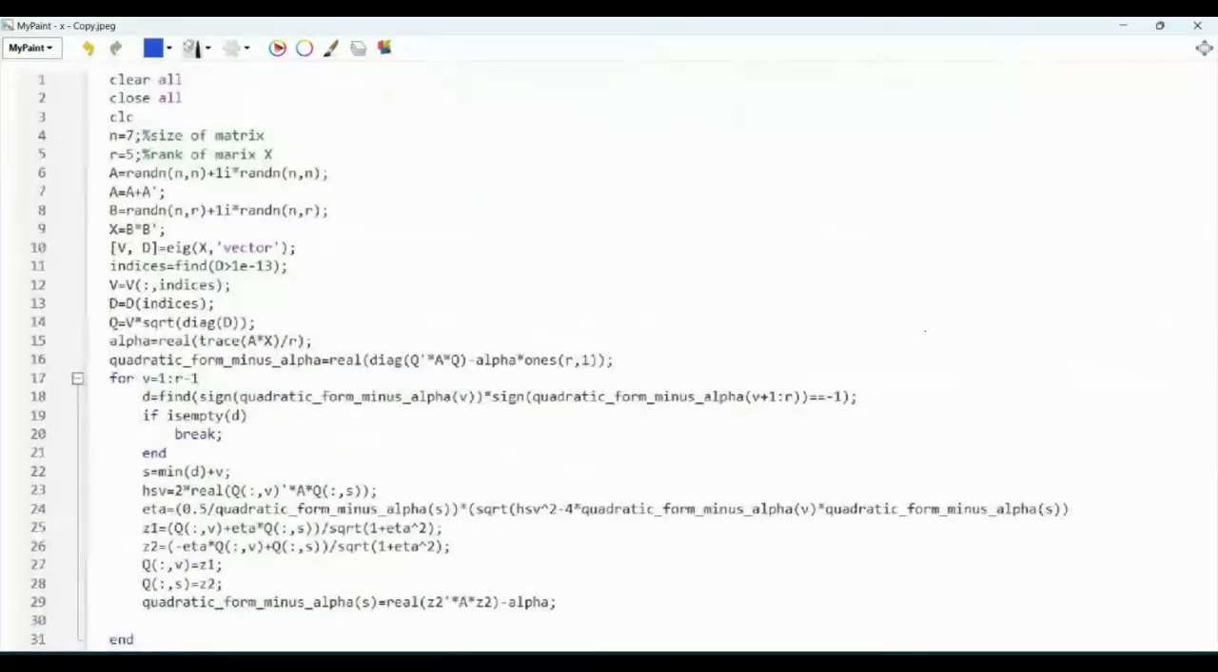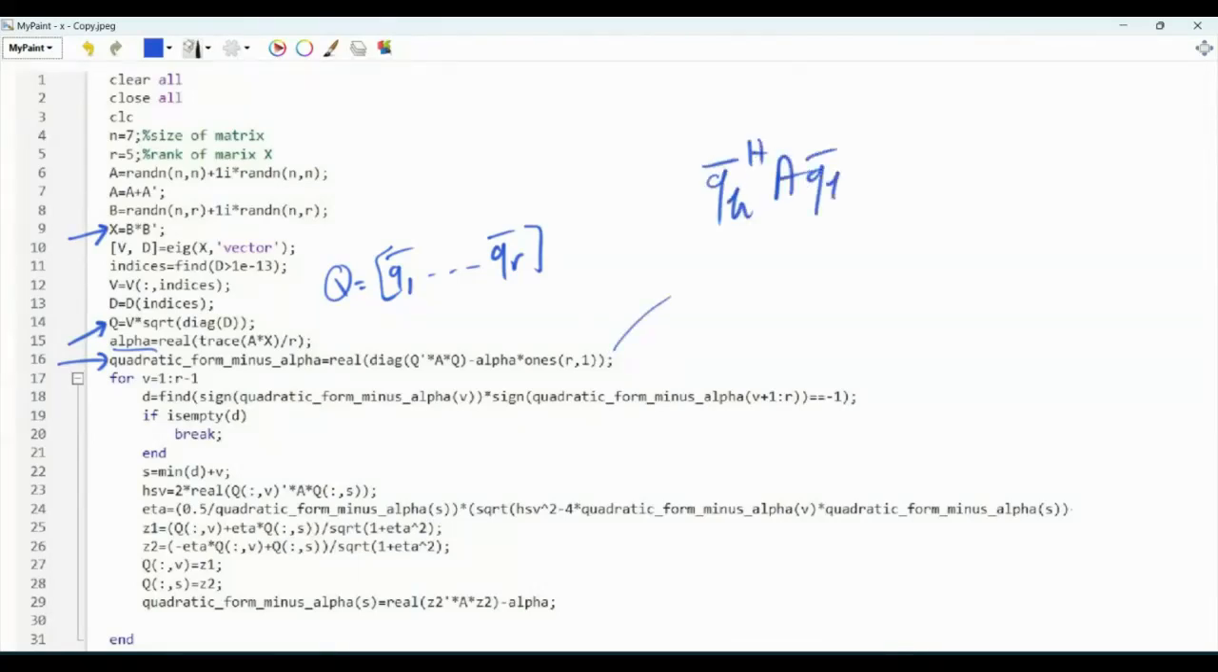So here's a code. This is a silly code. It's not optimized or anything. This is matrix X, and matrix Q is Q bar 1 to Q bar R. This is at the beginning. Alpha is computed. Here we compute the quadratic forms minus alpha, to know which of them is greater than alpha and which of them is less than alpha. So here we compute Q bar K Hermitian A Q bar K minus alpha for K from 1 to R.